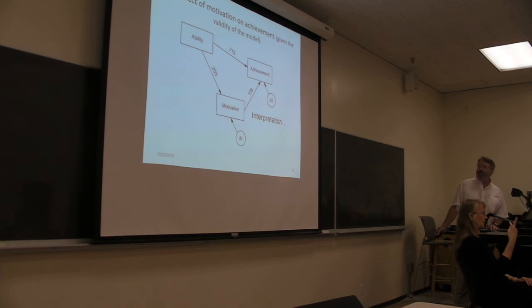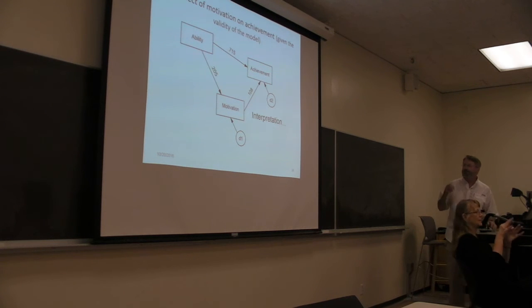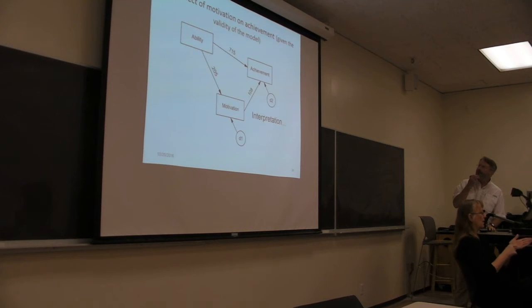Okay, so let's go back to our very simple model. What this means is this gets at the effects of motivation on achievement given the validity of the model. For each standard deviation increase in motivation, achievement increases by 0.108 of a standard deviation, other things being equal, and given the validity of the model. Ability has an effect of 0.715, so each standard deviation increase in ability leads to a 0.715 increase in achievement.